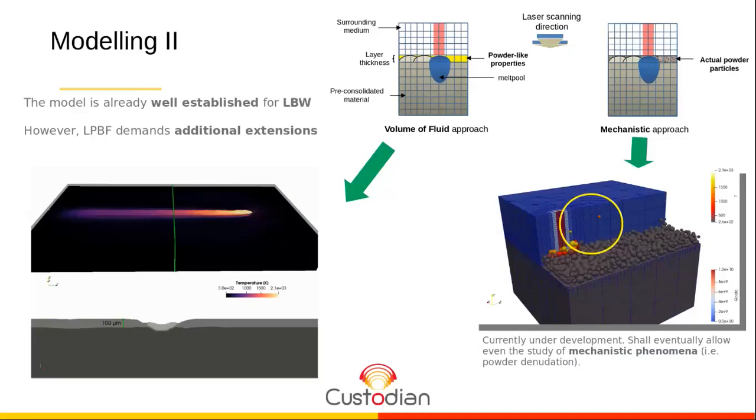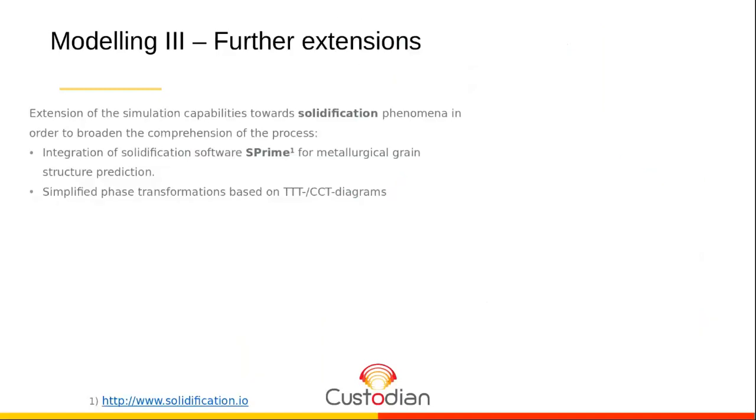Some interesting things that we can envisage once we have this ready is the study of mechanistic processes like denudation or even the wetting of the particles. And the good thing of using Lagrangian particles instead of a mesh-based method for the powder bed is that they are relatively cheap in terms of computational demand. And so, even if this domain is small, we will be able to perform simulations with much bigger domains, like 10 millimeters times 10 millimeters.